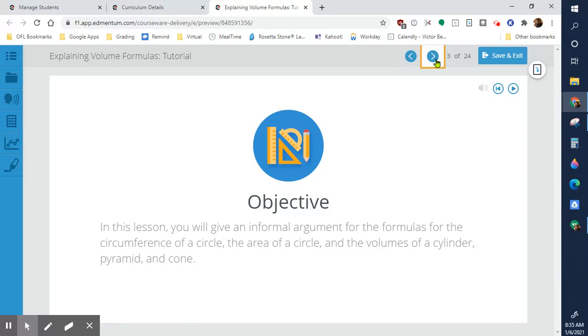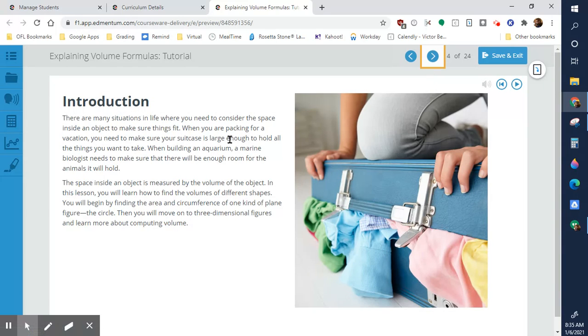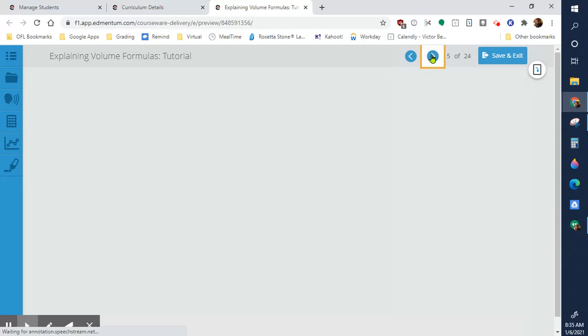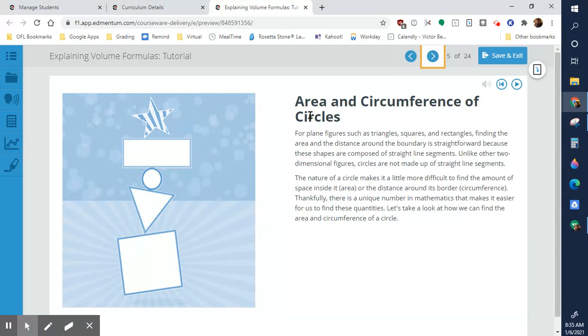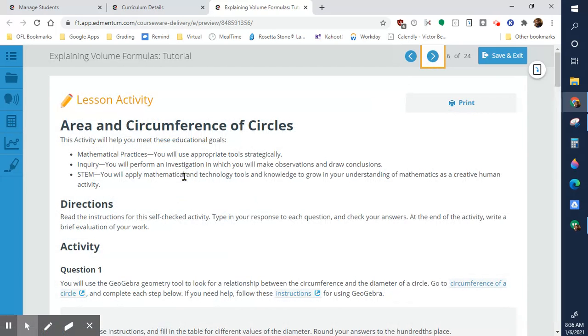So explaining volume. In this lesson, we will give an informative argument for the formulas of the circumference of a circle, the area of a circle, and the volume of a cylinder, pyramid, and cone. Volume is just a way of saying stuff's fitting in a 3D space, essentially. So, area and circumference of circles. We need to cover more about circles before we can really get into other shapes. So, area of a circle.